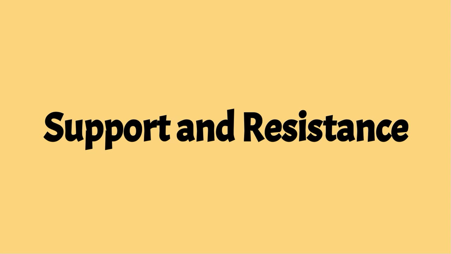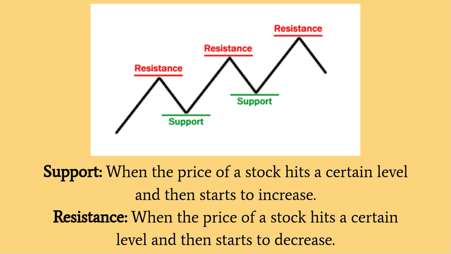Now we will learn the basics about support and resistance. Support is where there is a stop in the downfall of the price of a stock. In simple terms, when the price of a stock hits a certain level and then starts to increase, that level is known as the support. Whereas resistance is where there is a stop in the uptrend of the price of a stock. In simple terms, when the price of a stock hits a certain level and then starts to decrease, that level is known as the resistance.